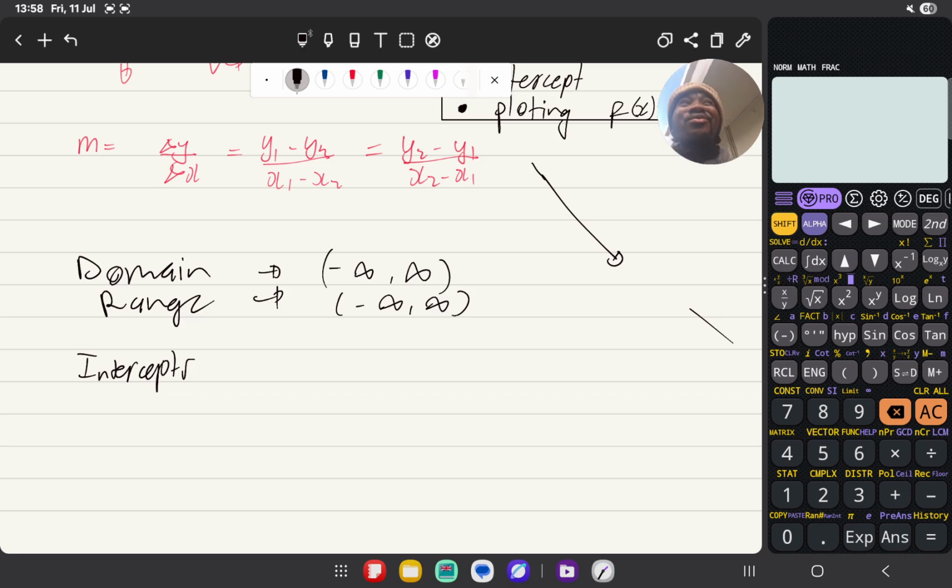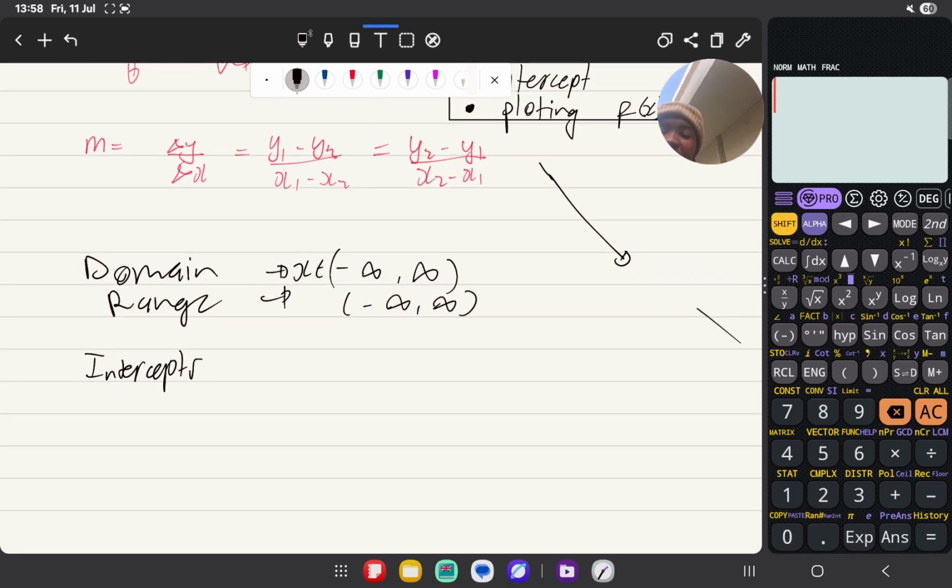For the domain of a linear function, you can just say x is an element of negative infinity to positive infinity, just like that. You don't have to think about it.